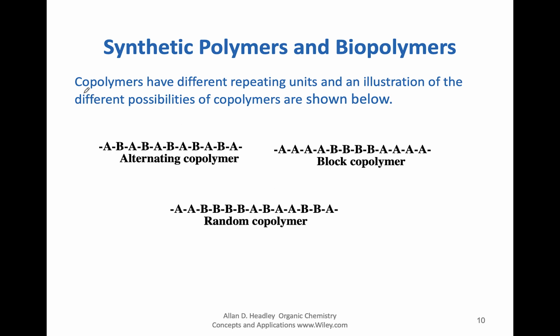Let us turn our attention now to copolymers. Here's where we have more than one type of intermediates. As I mentioned earlier, there's the alternating, and there's the block, and there's the random. And these type arrangements are dictated by the reaction conditions. So in industry, by using different concentrations and different reaction conditions, they can get different types of polymers here.